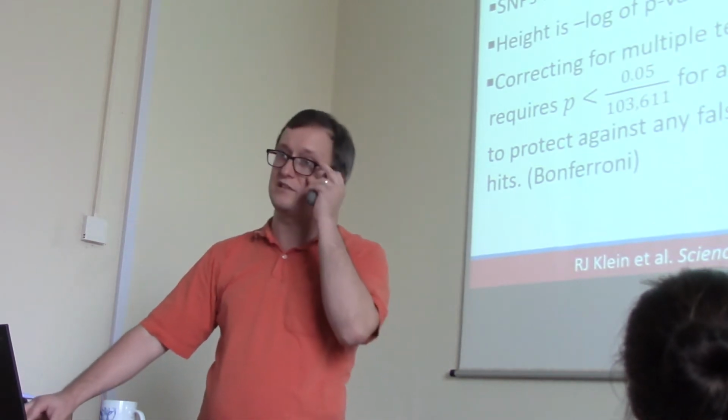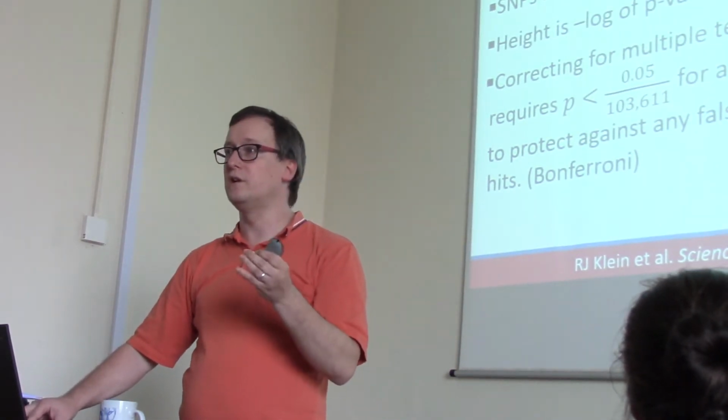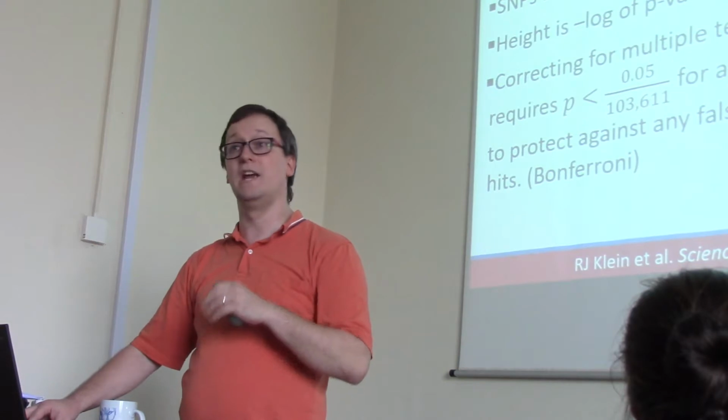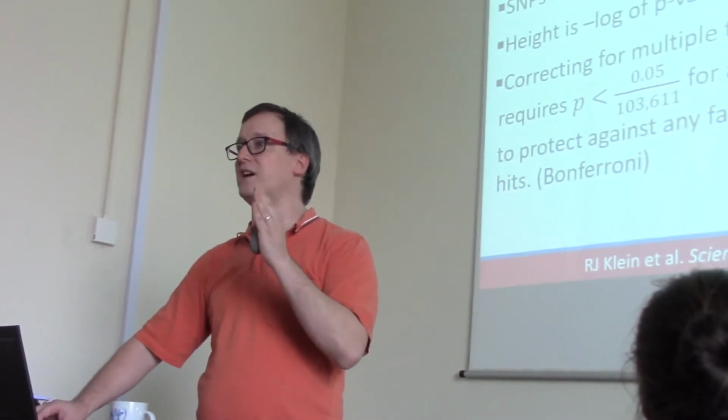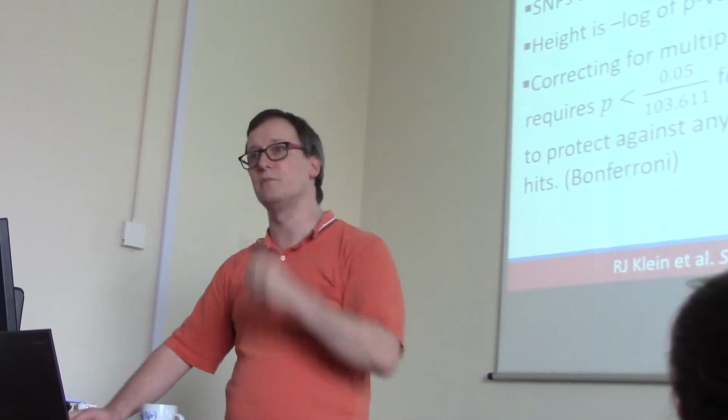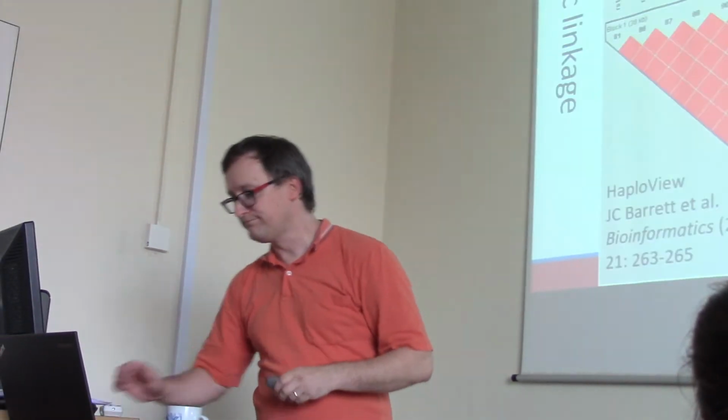So Manhattan plots are kind of a standard output of Genome-Wide Association Studies, and they use the same negative log trick for visualization to emphasize those markers that have the most significant p-values.